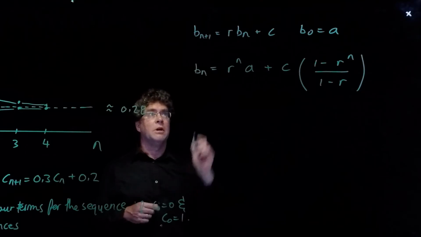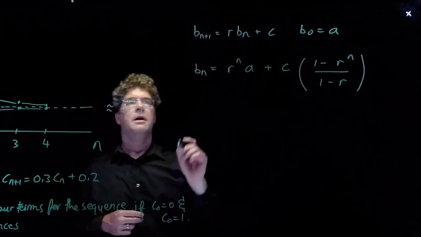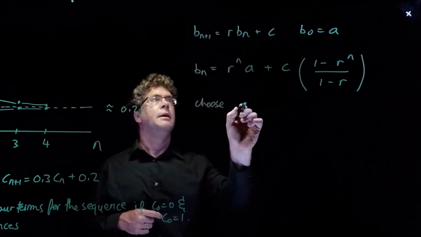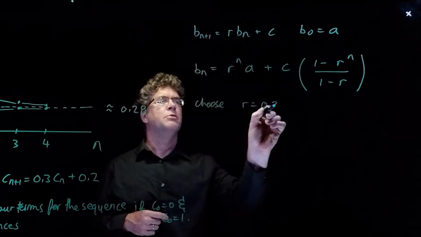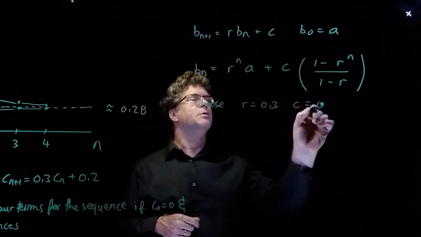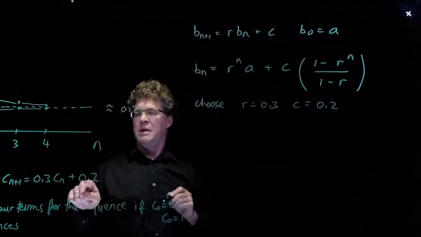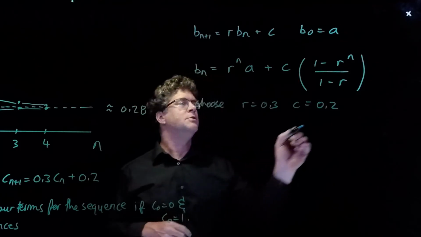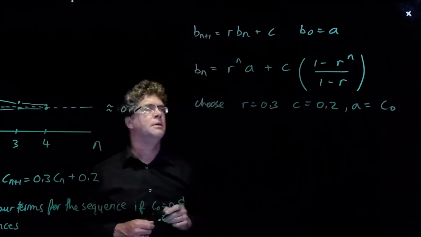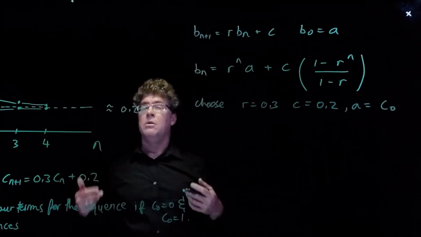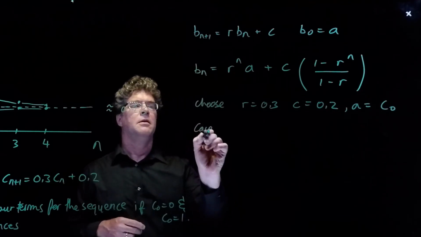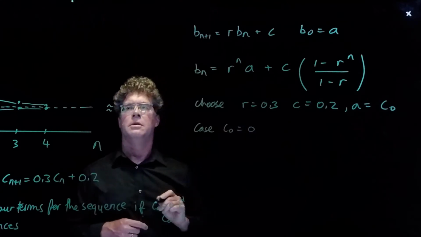We have to correlate this equation with this one over here, and so choose R equal to 0.3, because that's the multiplier. Choose C equal to 0.2, because that's what's being added each time. And choose A equal to C_0. And C_0 will either equal 0 or equal 1. And so look at the case C_0 equal to 0.